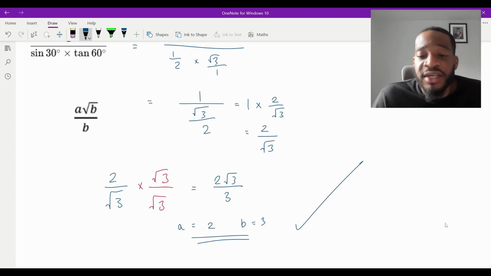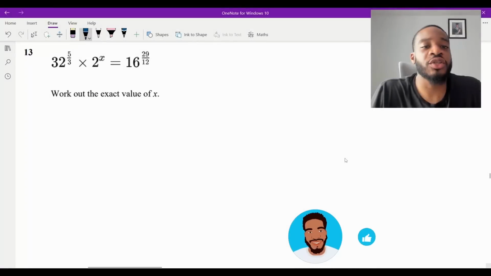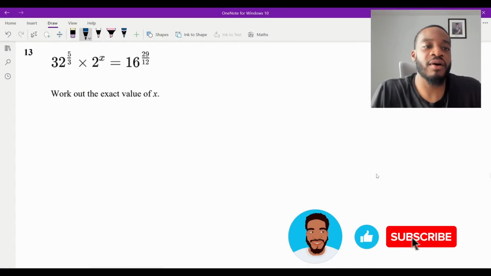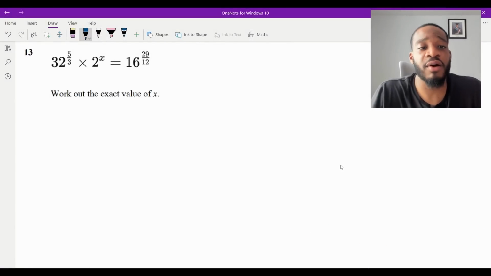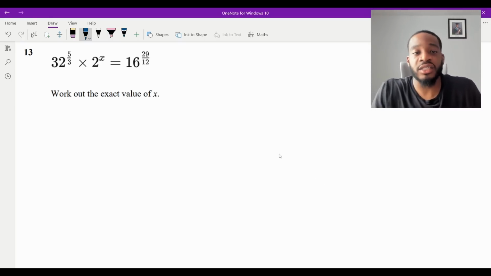And that's it. Finished. Okay, so question 13 says 32 to the power of 5/3 times 2 to the x is equal to 16 to the power of 29 over 12. Work out the exact value of x, and this is a 3 marker.